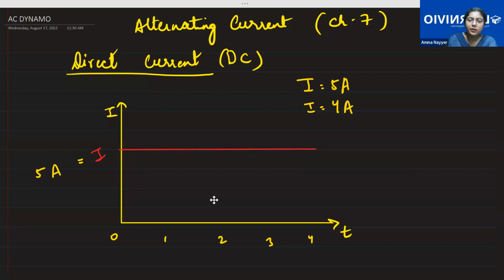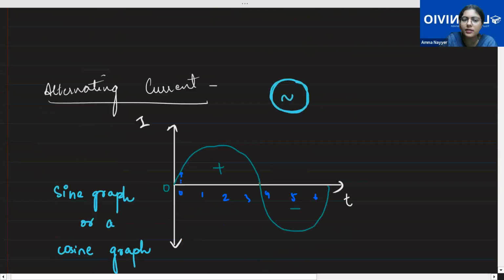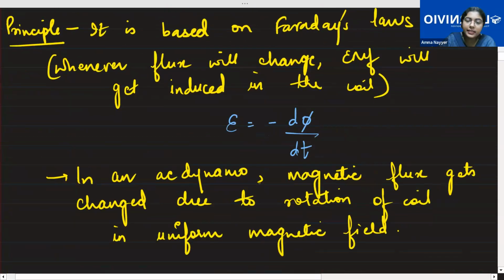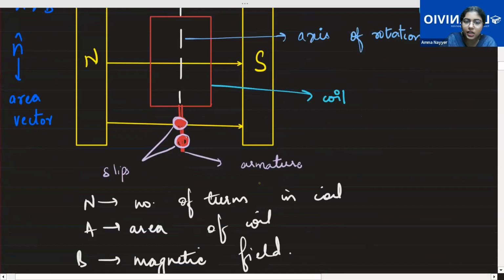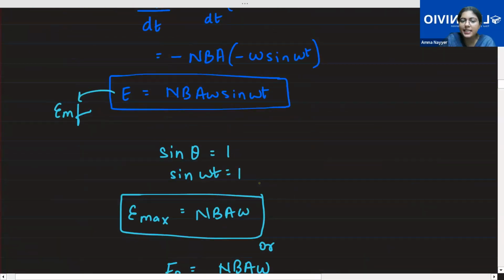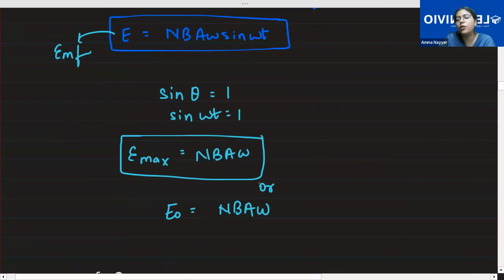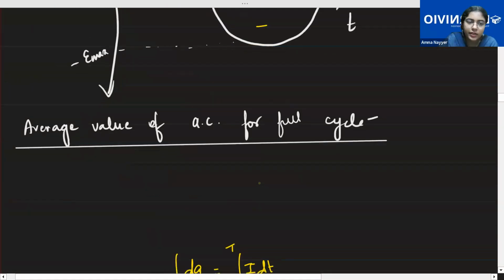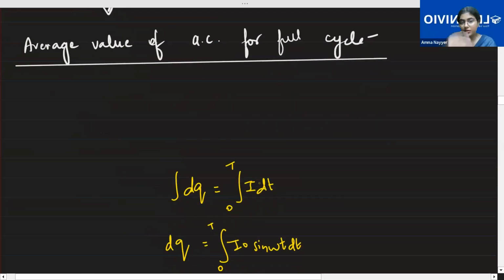No? Okay. See, we started with AC and we just talked about what is alternating current, what is direct current, and we discussed the AC dynamo and we saw its construction. And finally, we saw E is equal to NB omega is the maximum value that is possible, and the general formula for EMF is NBA omega sine omega t. Till here we stop. Now see, there are two derivations.